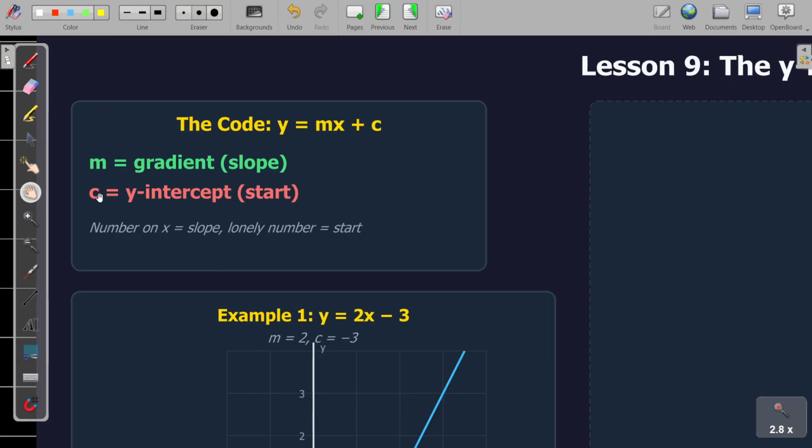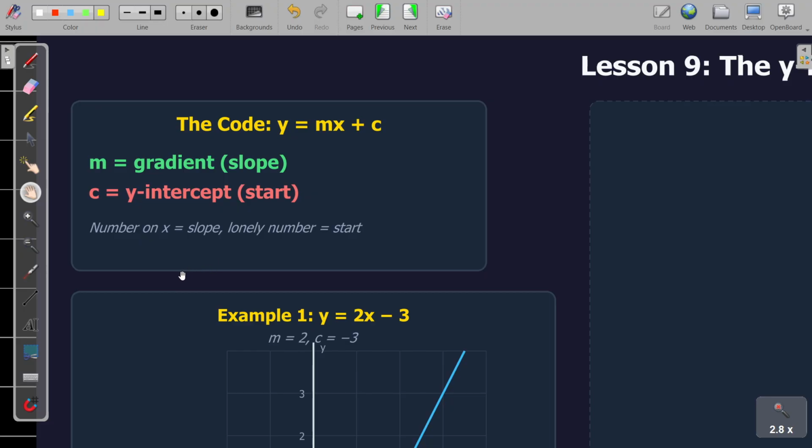Let's look at m. M is the gradient or slope, and if you don't know how to calculate a gradient, can you please check my last video? We actually ran through how we can find this gradient. It is rise over run. So if you don't remember that, please check the last video. It's pretty easy. It'll tell you how steep the line is.